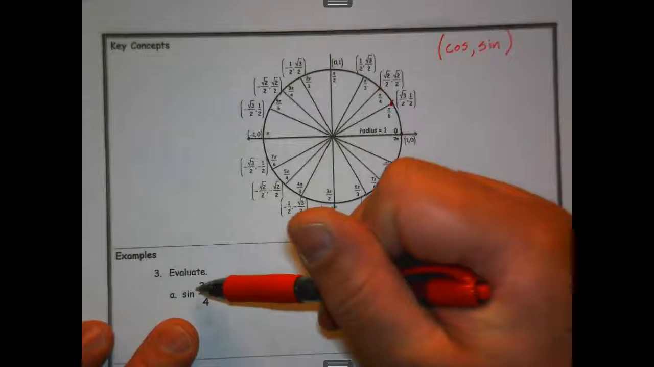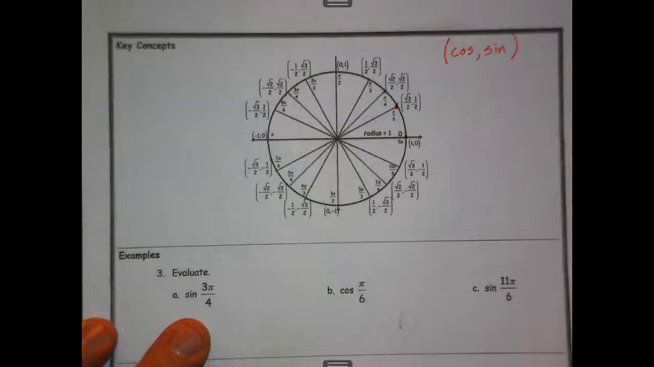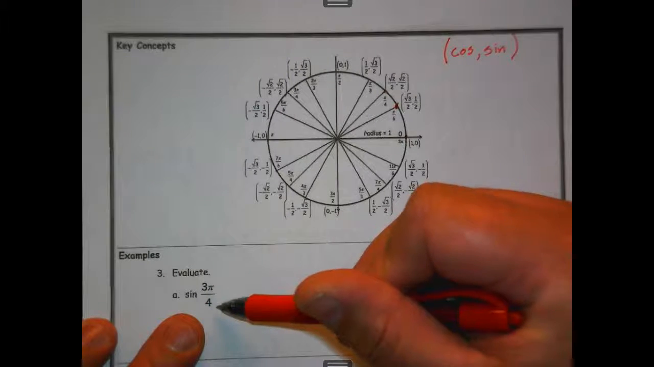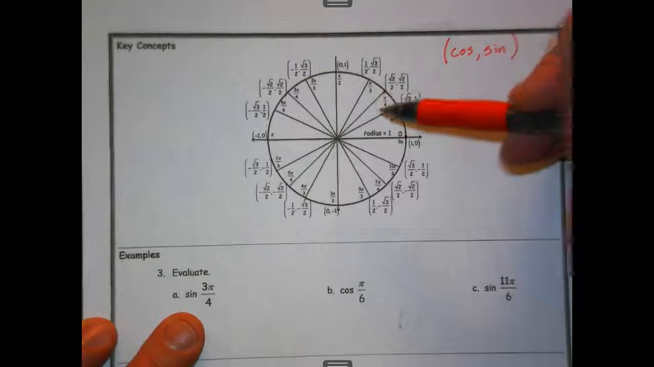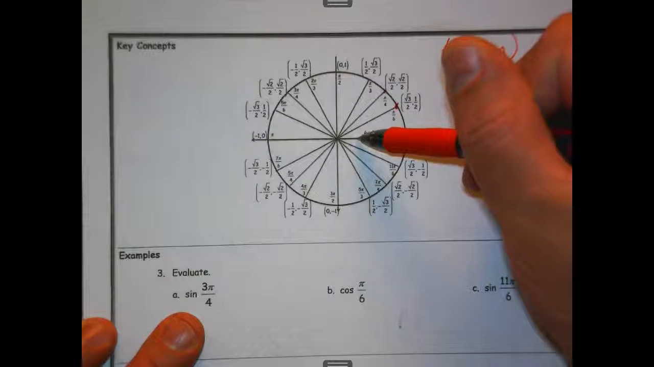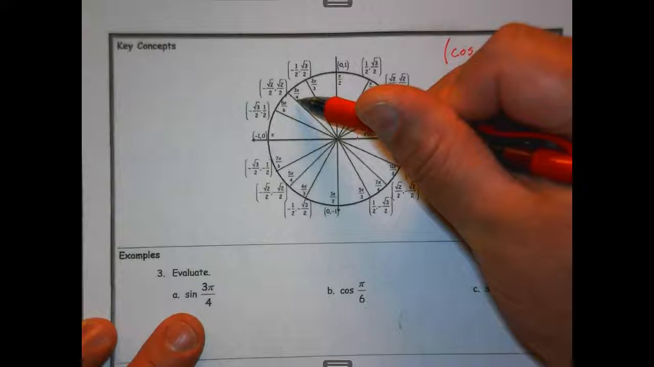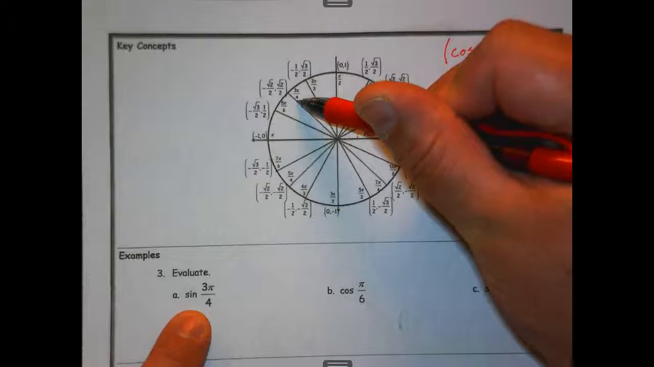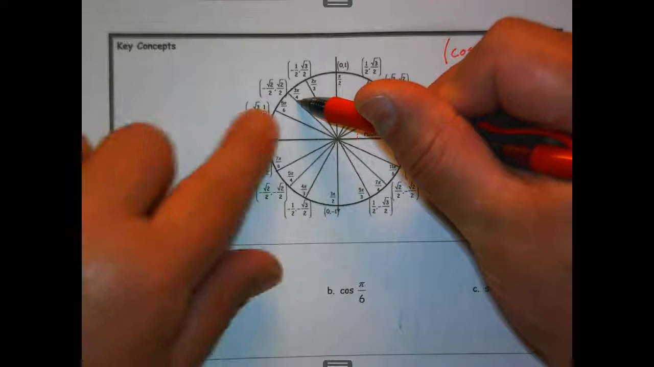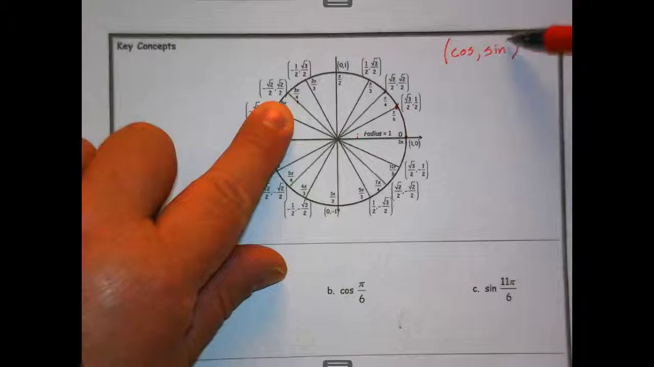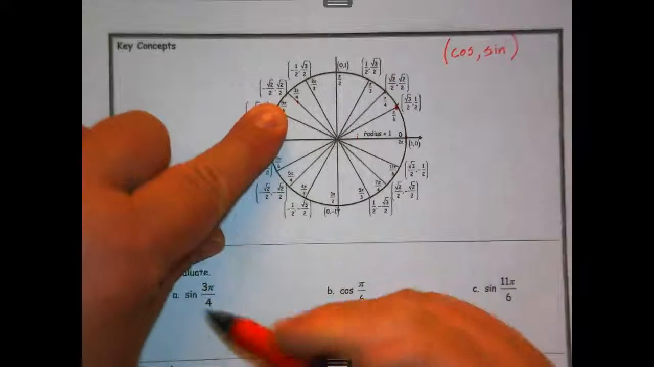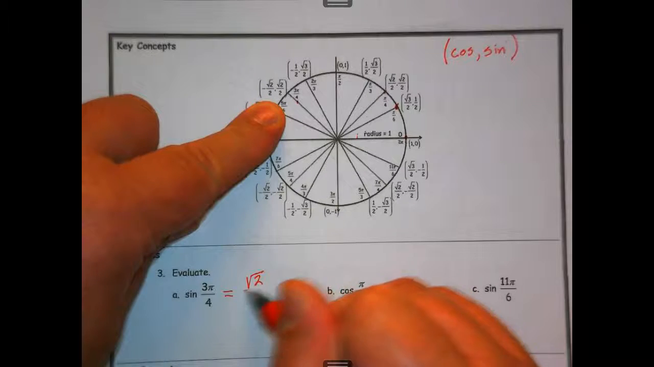Now, we're going to evaluate 3 pi over 4. We want the sine of 3 pi over 4. So what we're going to do is look up the angle 3 pi over 4. So we go here, we look it up. Here's 3 pi over 4. Now, we want the sine of 3 pi over 4. So which one of these coordinates do we want? Radical 2 over 2.